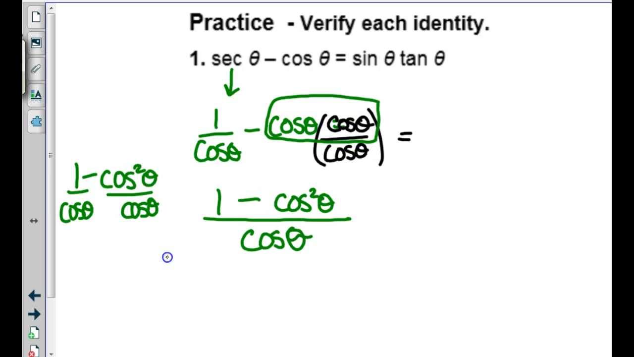All right, now what do you want to do? Any ideas here? What could we trade a 1 minus cosine squared for? That's a Pythagorean identity. What is 1 minus cosine squared? So now I have sine squared over cosine. How am I going to make that sine tangent?